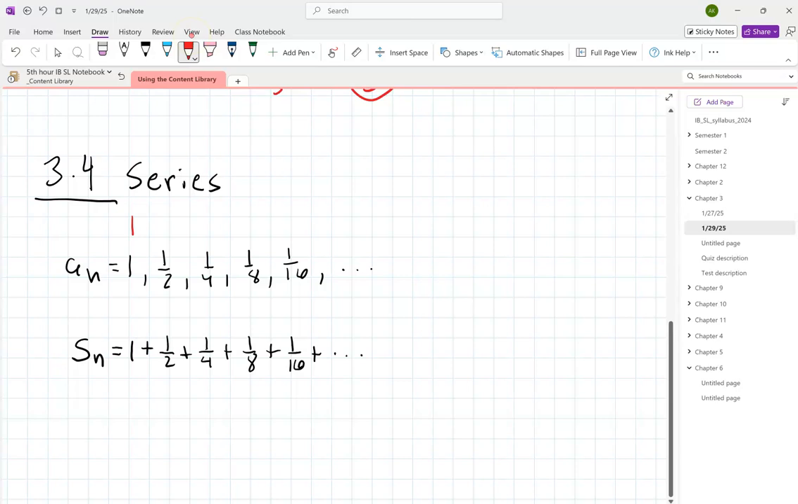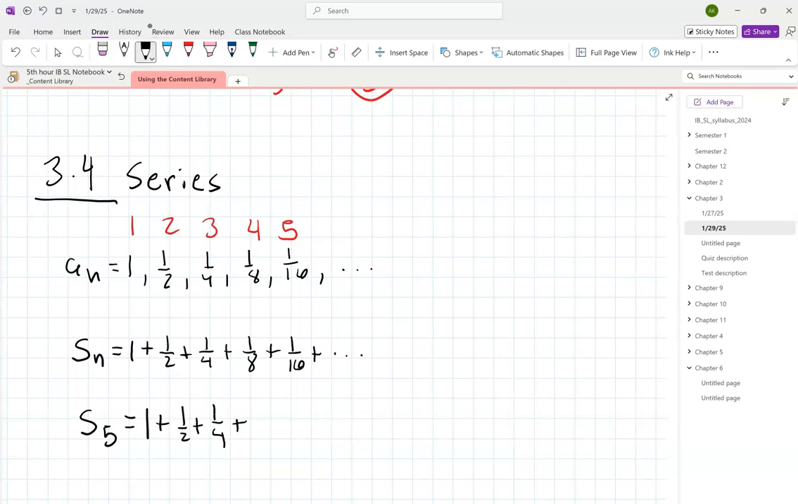Now, if we are only interested in a finite number of terms added up, like if I just want the sum of the first 5 terms, we call this a partial sum, because it's only part of the entire series.